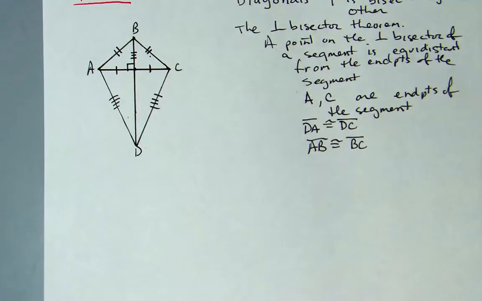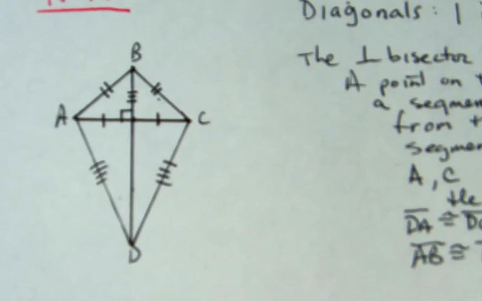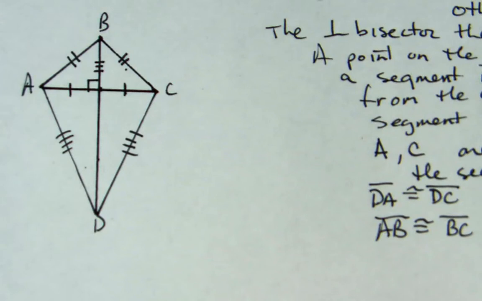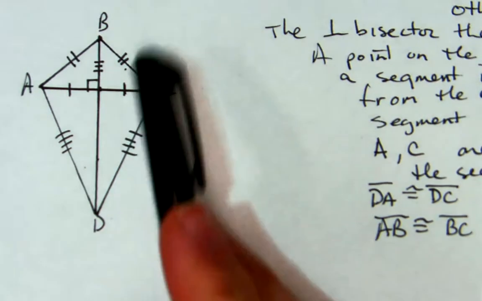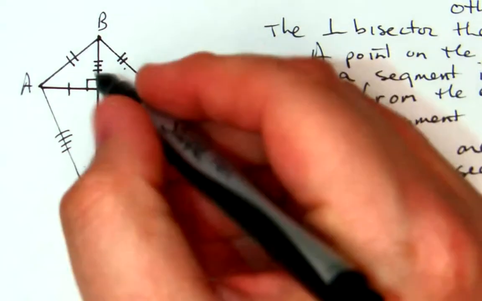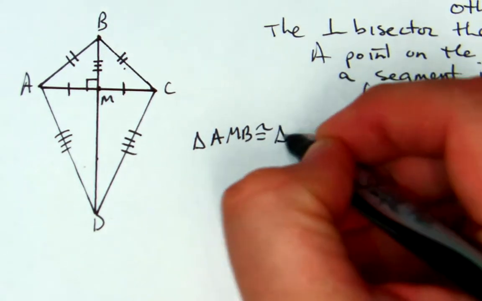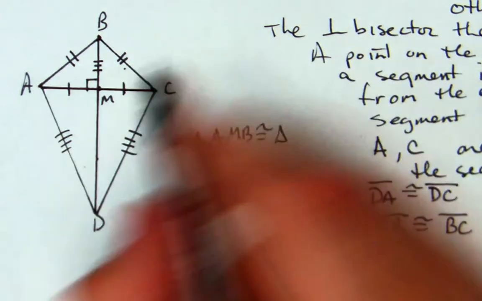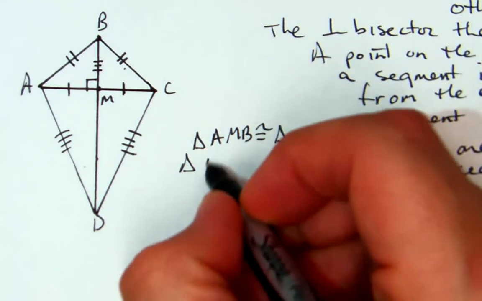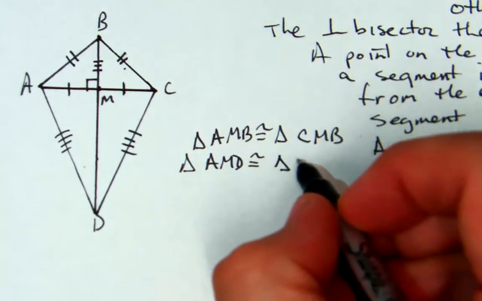Another cool thing, and let me zoom in a little bit on the shape so we can make it a bit bigger. Since we have two triangles that are congruent to each other, triangle AMB, where I'll call the center M, is congruent to triangle CMB. A corresponds to C. And triangle AMD is congruent to CMD.